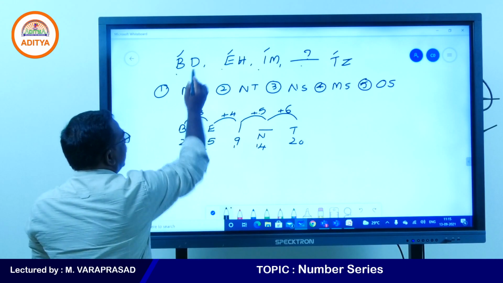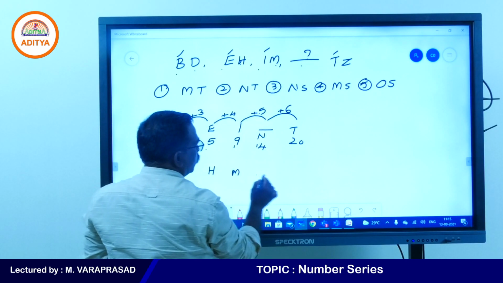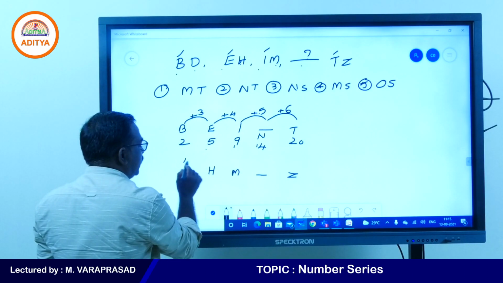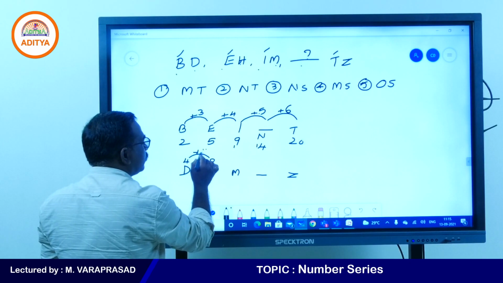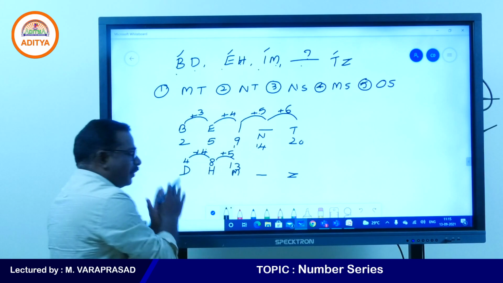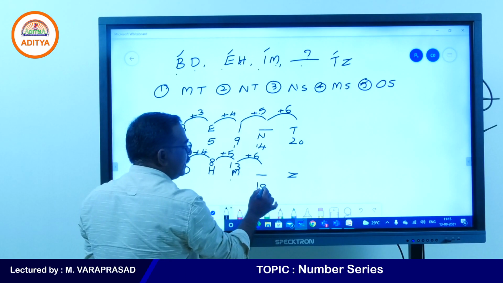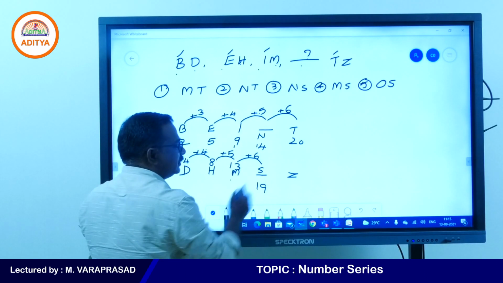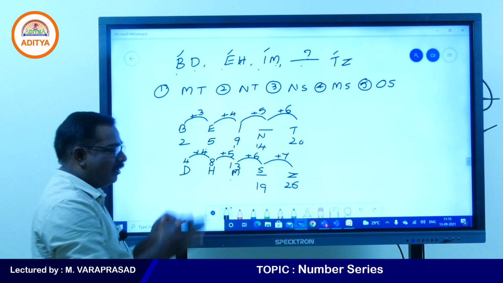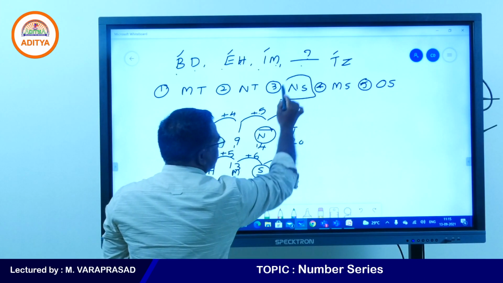Take the second letters: D, H, M, question mark and Z. The second letters are going on here. This is the 4th letter, 8th letter, plus 4. So this is the 13th letter, plus 5. So plus 4, plus 5, plus 6: if you take 13 plus 6, the 19th letter, that is S. So plus 7, 19 plus 7 is the 26th letter. Yes, we got N here and S here. So the answer is NS, the third option.